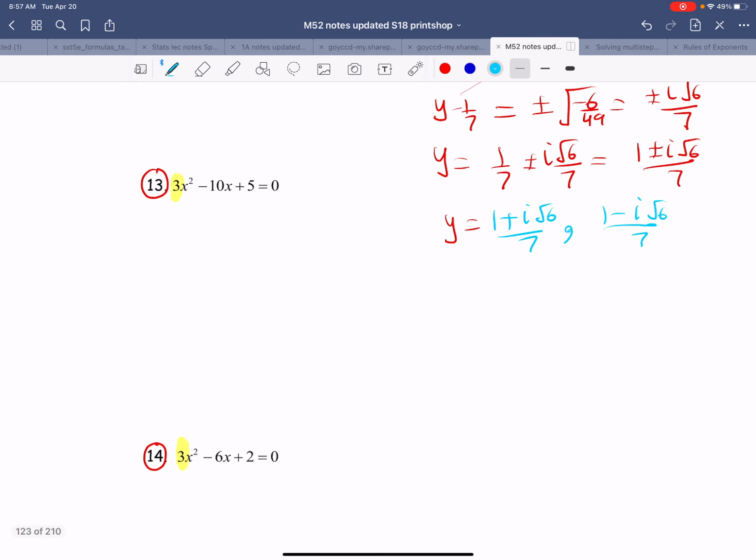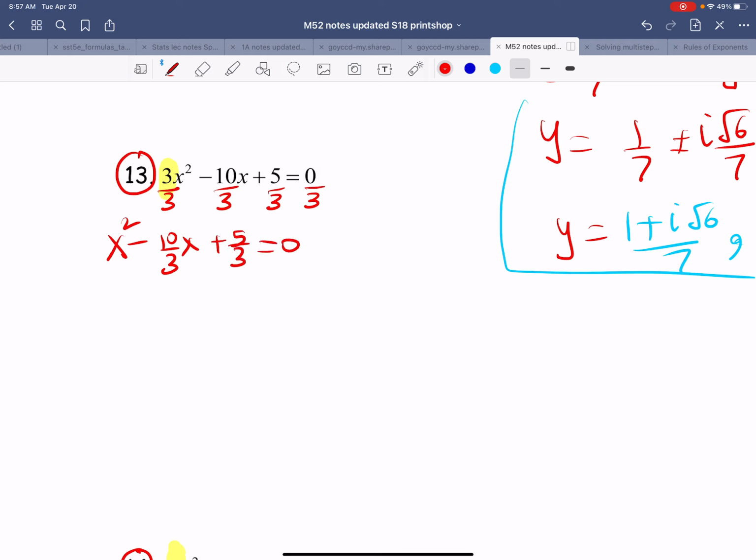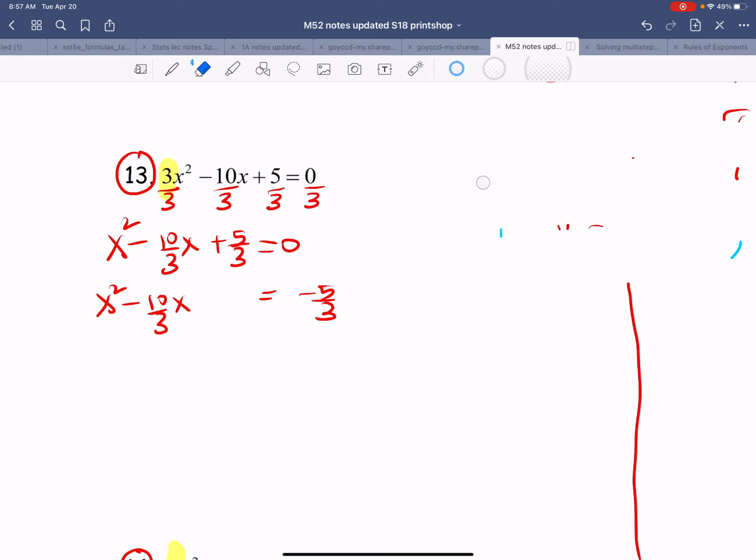Okay, next we have 3x squared minus 10x plus 5 equals 0. The first step is to divide everything on both sides by 3. That leaves me with x squared minus 10/3 x plus 5/3 equal to 0, because 0 divided by 3 is still 0. Next step is to move the constant term to the right-hand side. Now on a scratch space, go ahead and cut the middle term in half and square it. That's what we're going to add to both sides.